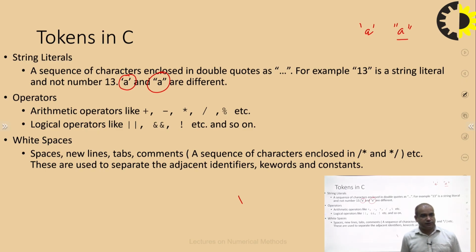Next is white space. Space between characters or between two lines, or a tab, will be treated as white space. So spaces, new lines, tabs, and comments, a sequence of characters enclosed in slash star and star slash, are used to separate adjacent identifiers, keywords and constants. So these are white spaces. That is also part of the token.